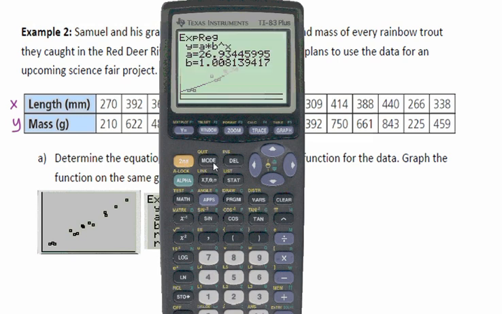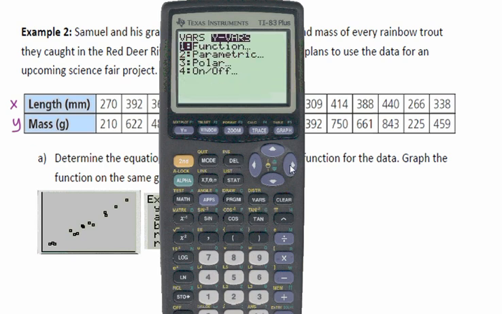Okay, so after I pushed the exponential regression, push vars, so variables. We go over to y variables, and then number 1 for function, number 1 for y1. So we're saying put the regression into y1. The only reason why your equation is different is you typed a number in differently.